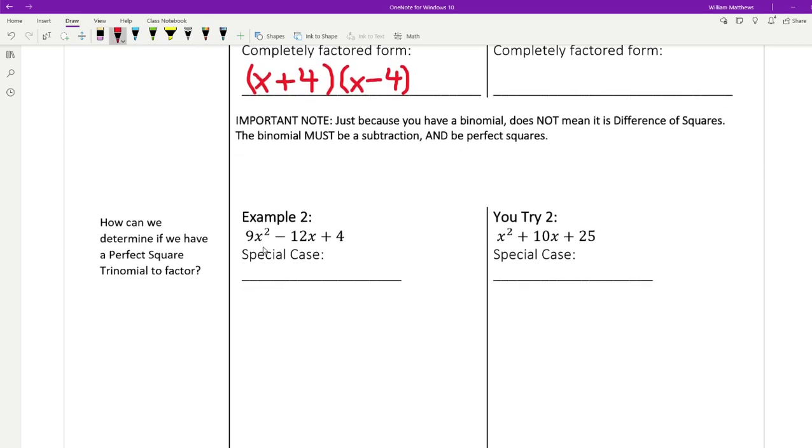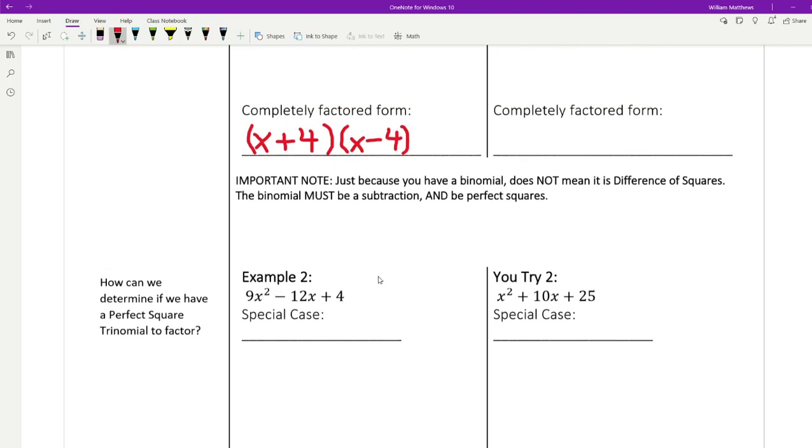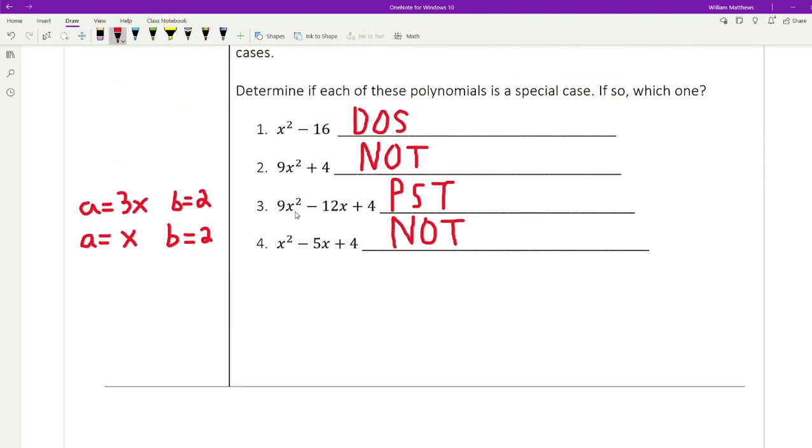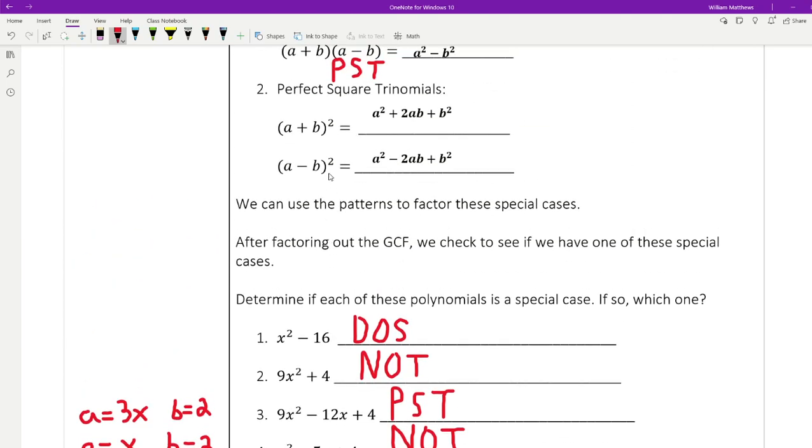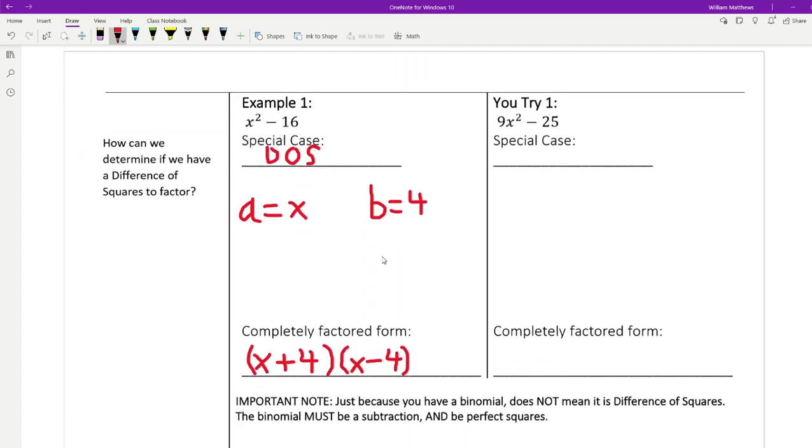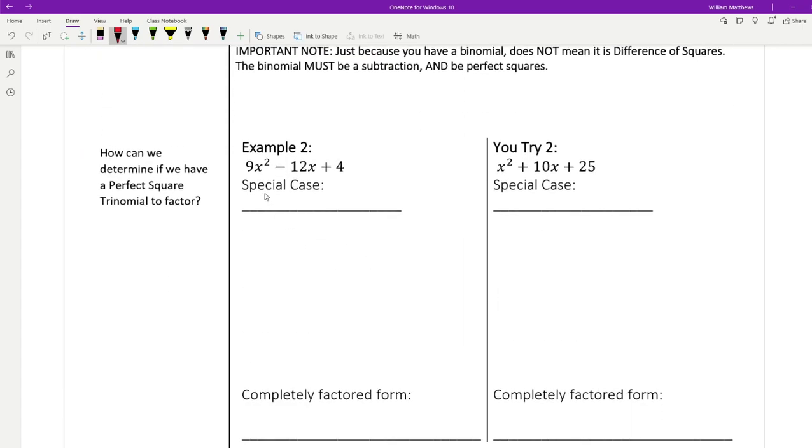Example 2, now it's using the 3 terms. We have a negative on the middle. This is our perfect square trinomial using the negative. So I know I'm going to have the difference of a and b, and I'm going to square it. So the special case was perfect square trinomial.